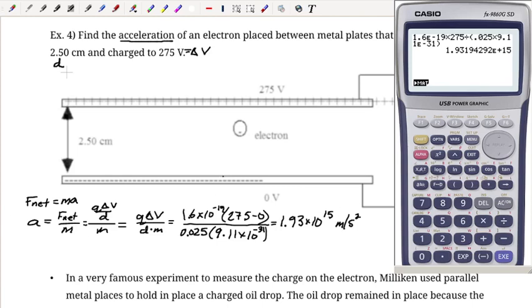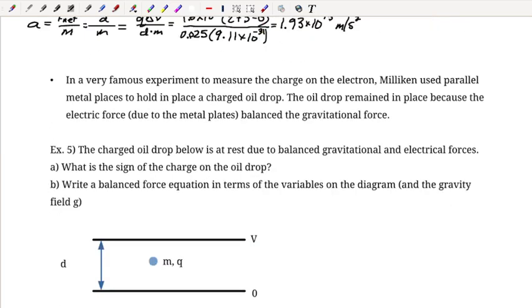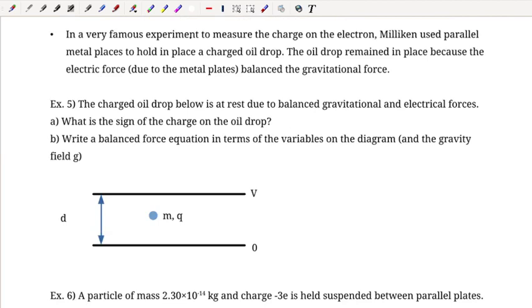Because my electron is so tiny, so little weight. All right, let's keep going. In a very famous experiment to measure the charge on the electron, Millikan used parallel metal plates to hold in place a charged oil drop. The oil drop remained in place because the electric force, due to the metal plates, balanced exactly the gravitational force.